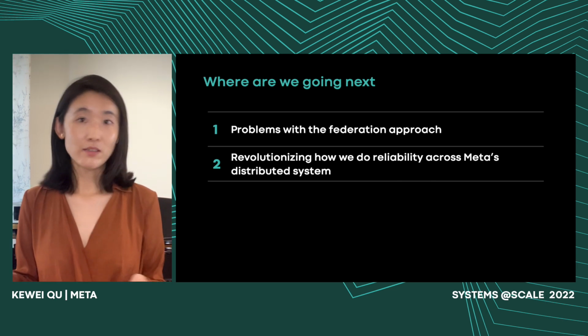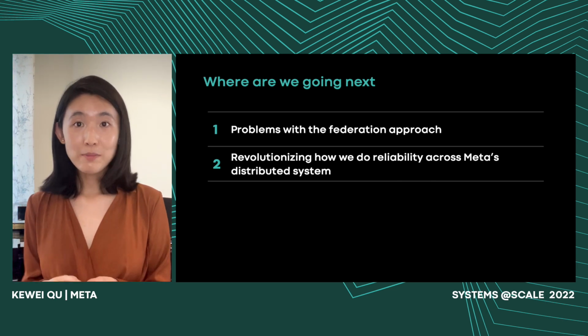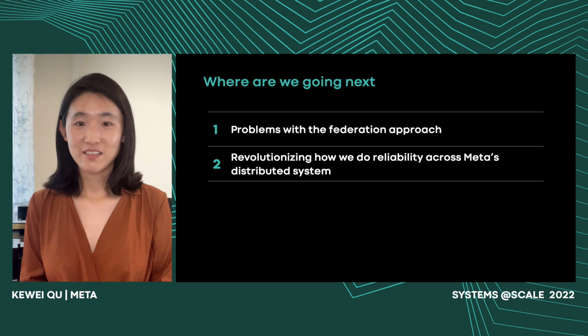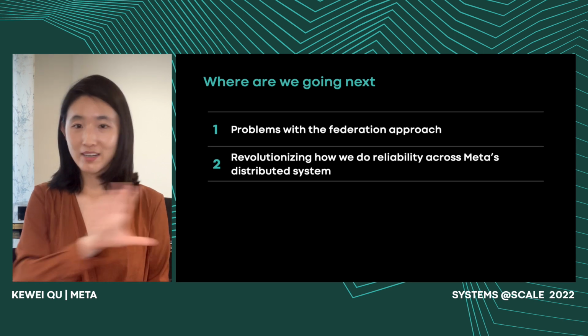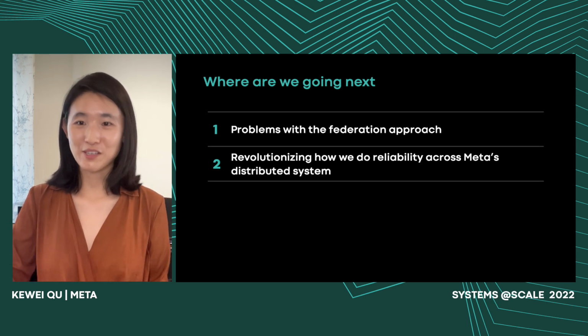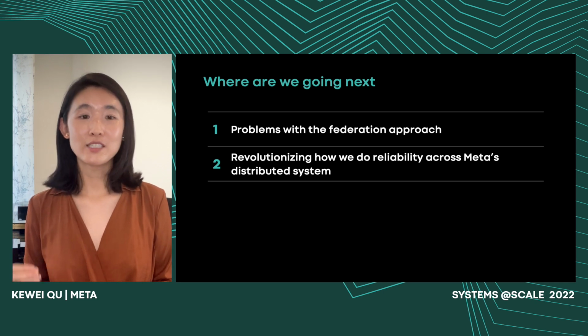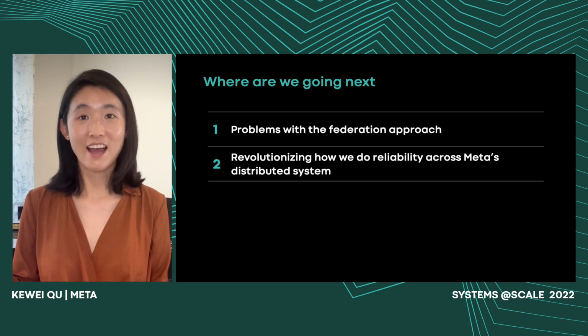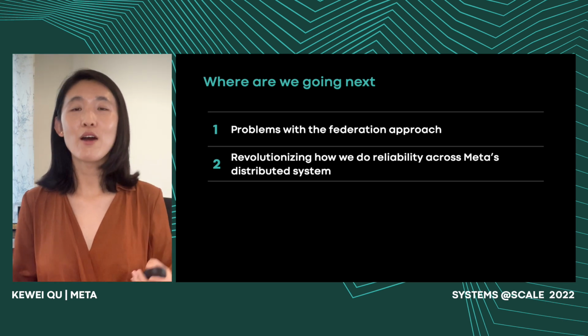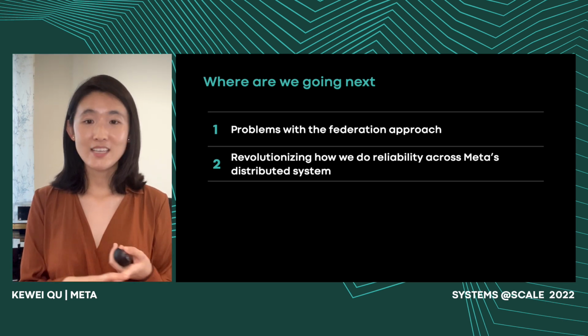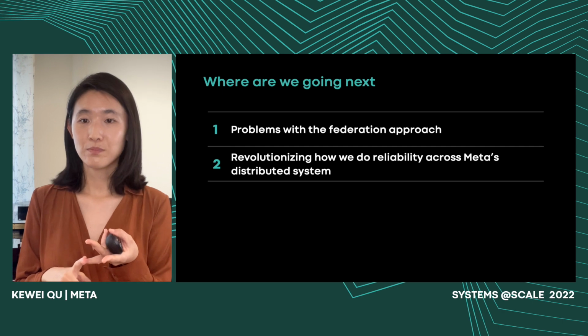The next is about Meta at large. The web tier is not where the journey ends. Below the web tier, we have many different distributed systems and services. Our goal is to revolutionize how we do reliability across Meta's distributed stack and push the federation model downwards towards indexing, caching, and storage. This will be an exciting journey with a lot of opportunities ahead of us.